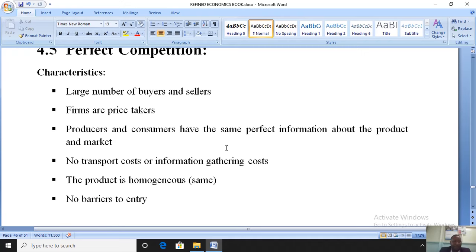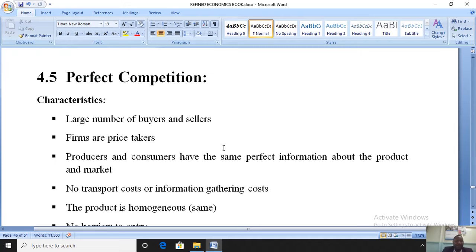So structure. The characteristics of a perfect competition market structure is that we have a large number of producers, and the firms in those market structures are price takers. So no particular firm has got power to set the prices. The prices are set by market forces. So firms and buyers are price takers.